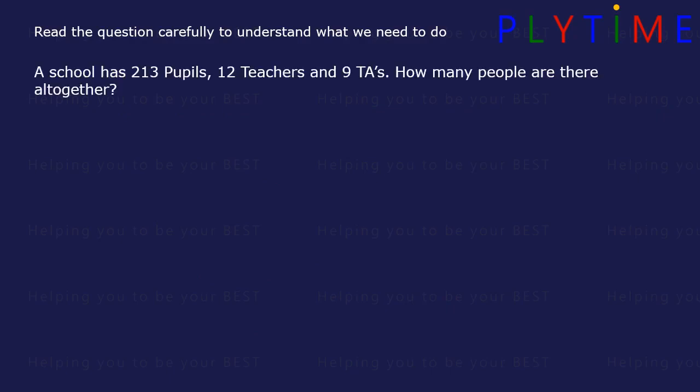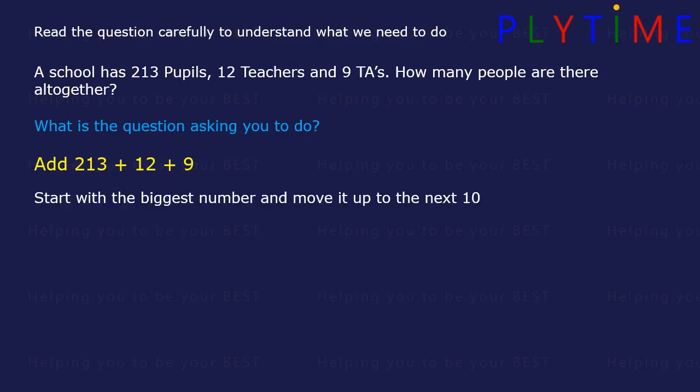A school has 213 pupils, 12 teachers and 9 TAs. How many people are there altogether? What's the question asking you to do? Add the pupils 213 plus the teachers 12 plus the TAs 9. Start with the biggest number and move it to the next 10.